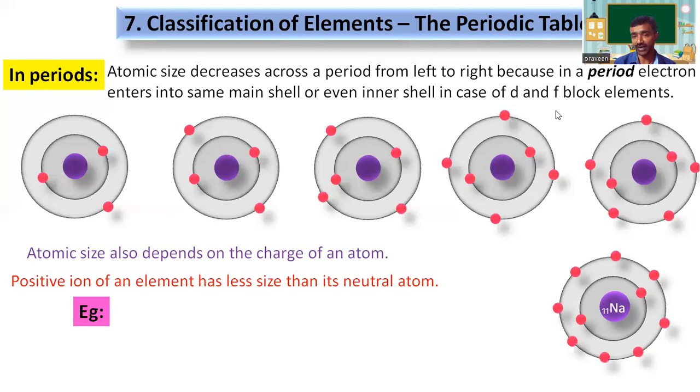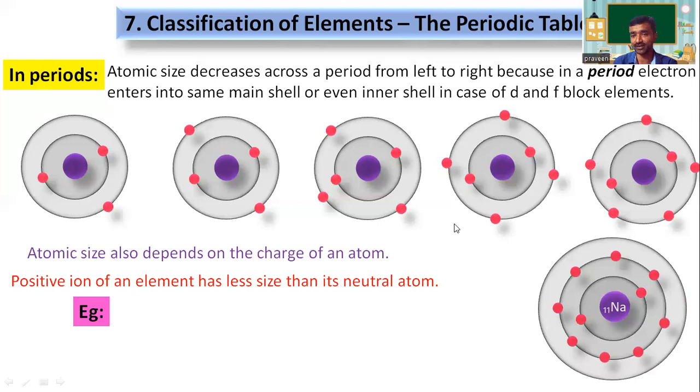K, L shell. So 8 are distributed. Then one more electron you need to distribute, and that goes into the outermost shell, the M shell. So sodium atom has a size measured from the nucleus to the valence shell, the M shell. Then I am going to remove one electron from the valence shell. Look here, the last electron is located here. I am going to remove that electron from the valence shell.